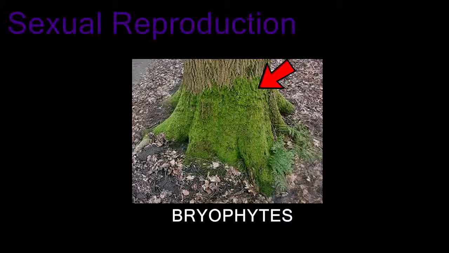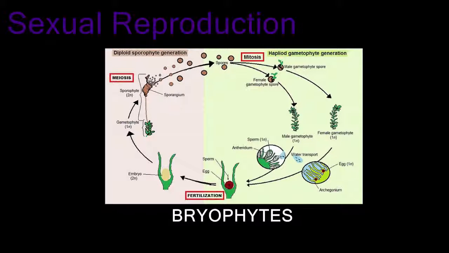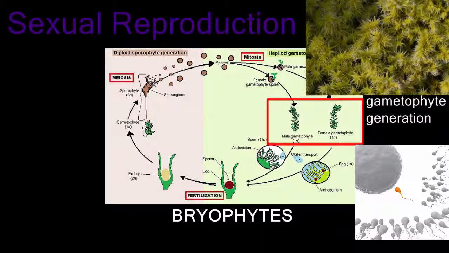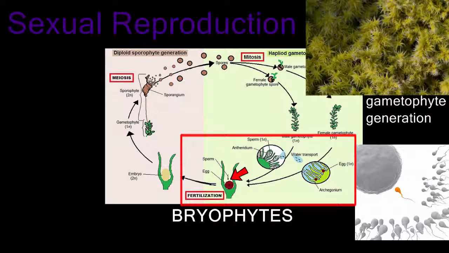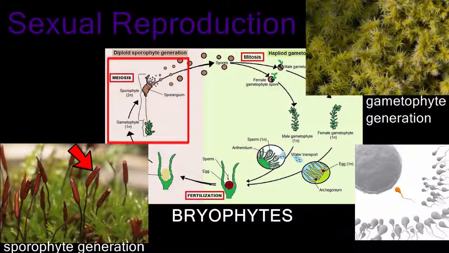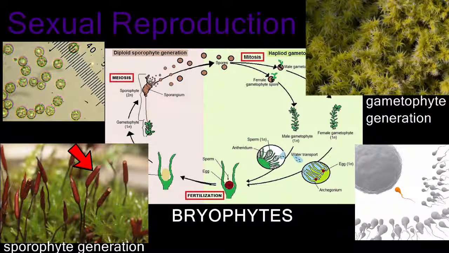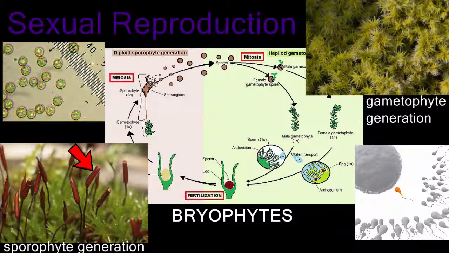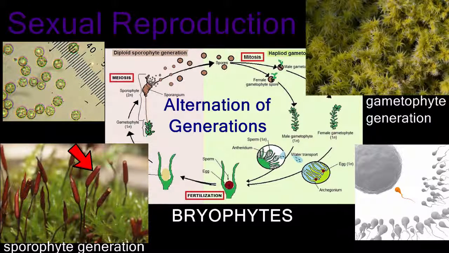Bryophytes are a group of seedless, non-vascular plants that includes mosses and their relatives. In bryophytes, the male and female gametes are produced by the haploid gametophyte generation. Sperm are produced by the male gametophyte. They swim to the egg found in the female gametophyte. When egg and sperm fuse during fertilization, the resulting zygote grows into the diploid sporophyte generation. The sporophyte generation produces spores by meiosis, and those spores can germinate and grow into a new gametophyte generation. This cycle, alternating between gametophyte generation and sporophyte generation, is called alternation of generations.